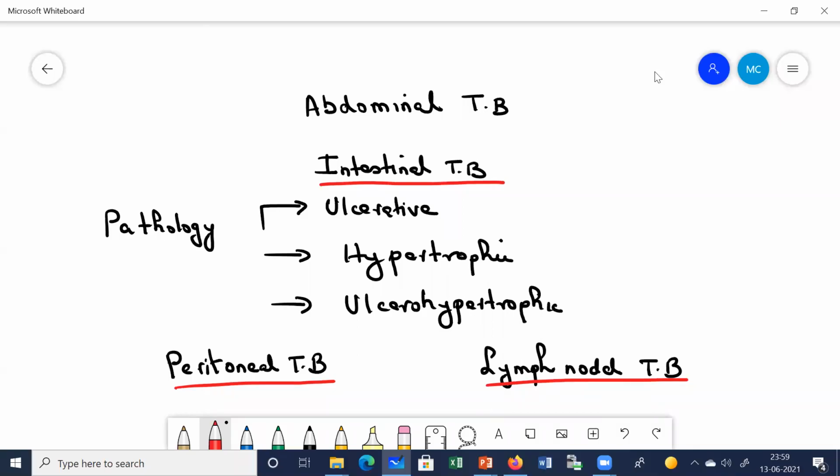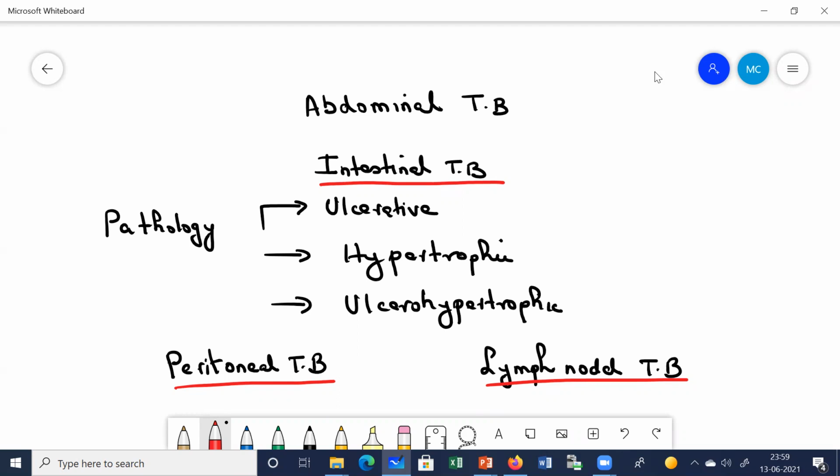Today, the topic of our discussion is abdominal tuberculosis. In today's lecture, we shall be discussing what abdominal tuberculosis is, the etiology, the routes of spread, the pathology. Then we shall discuss the clinical features, complications, investigations, and the treatment. So first, let us see what you understand by abdominal tuberculosis.